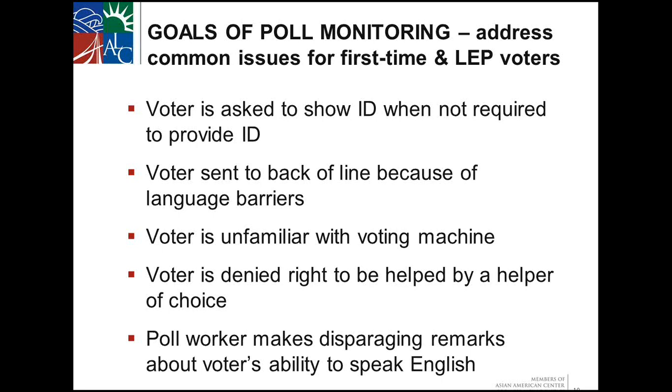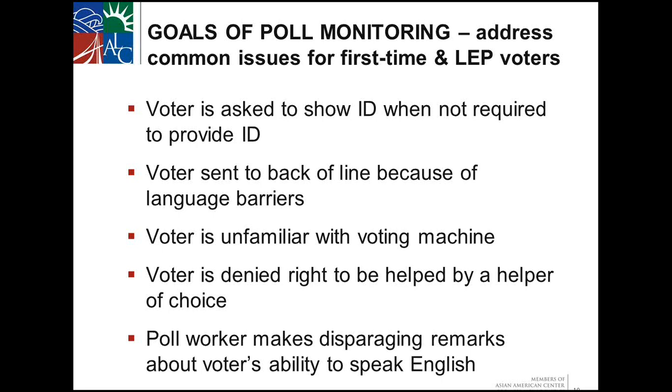Voter being denied the right to being helped by a helper of his or her choice. This is a big issue, something that a lot of folks in the community are not aware of. Section 208 of the Voting Rights Act allows anybody but your employer or your union rep to assist you in voting if you have trouble with voting in English.